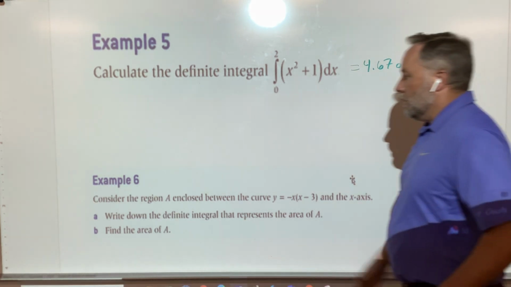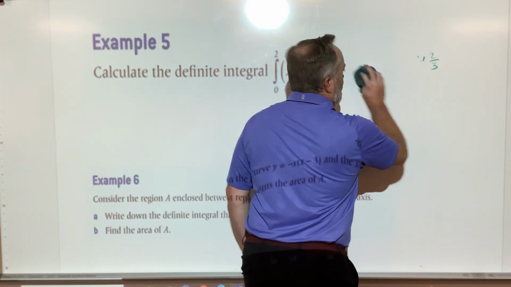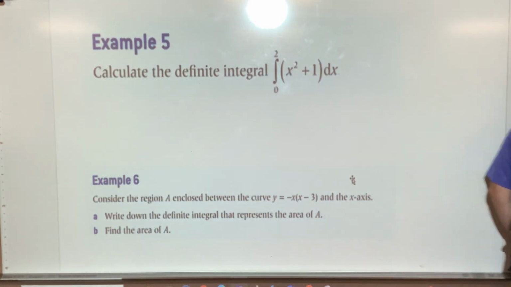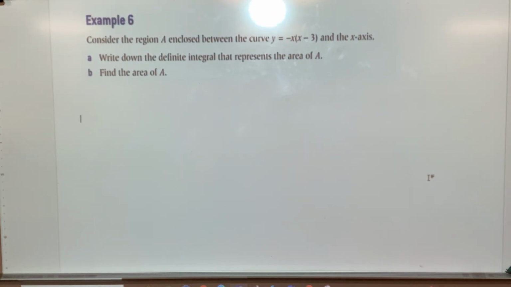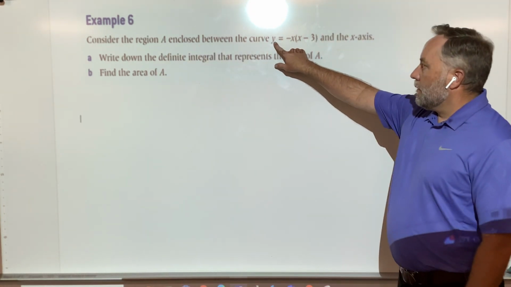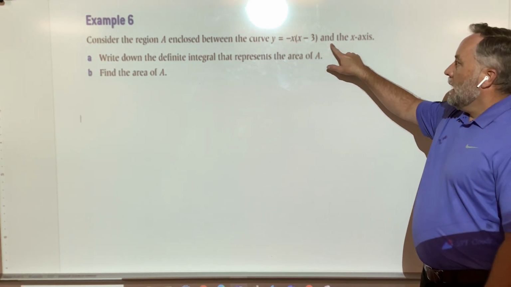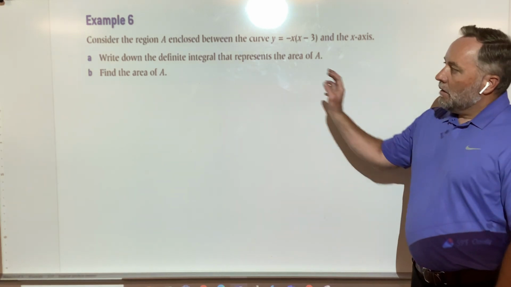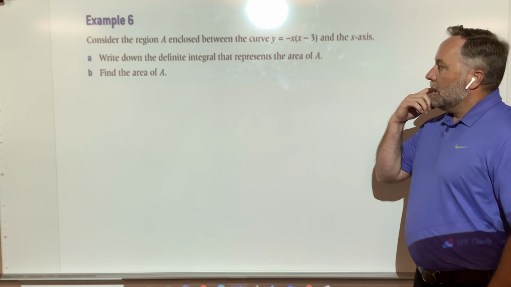Okay, so then, example 6, similar question, we just have a little bit more work to do to get what we need. It's not just explicitly given to us with the upper and the lower bound. So this time it says, consider the region A enclosed between the curve y equals negative x times x minus 3 and the x-axis. Write down the definite integral that represents the area of A, and then find the area of A.